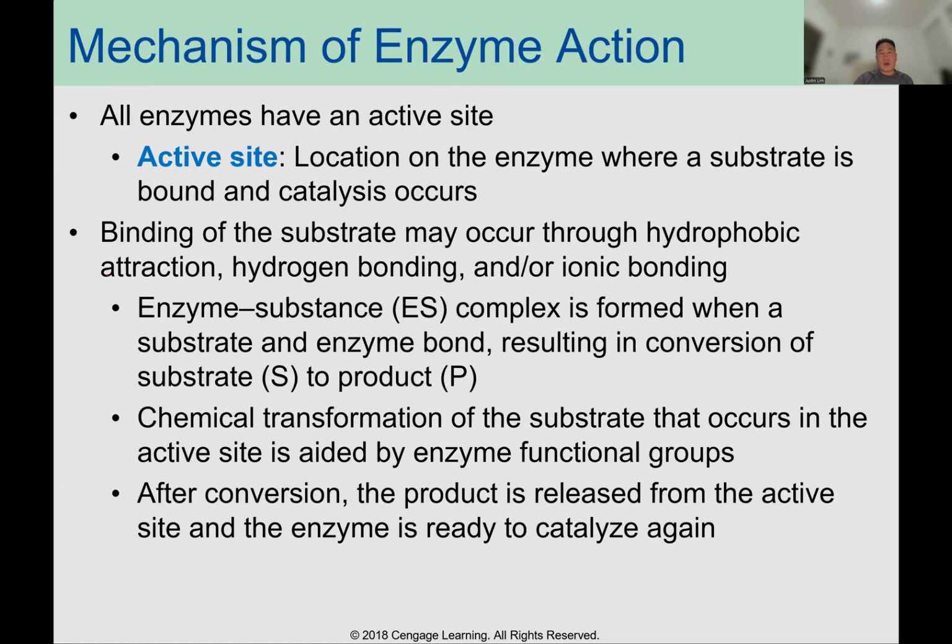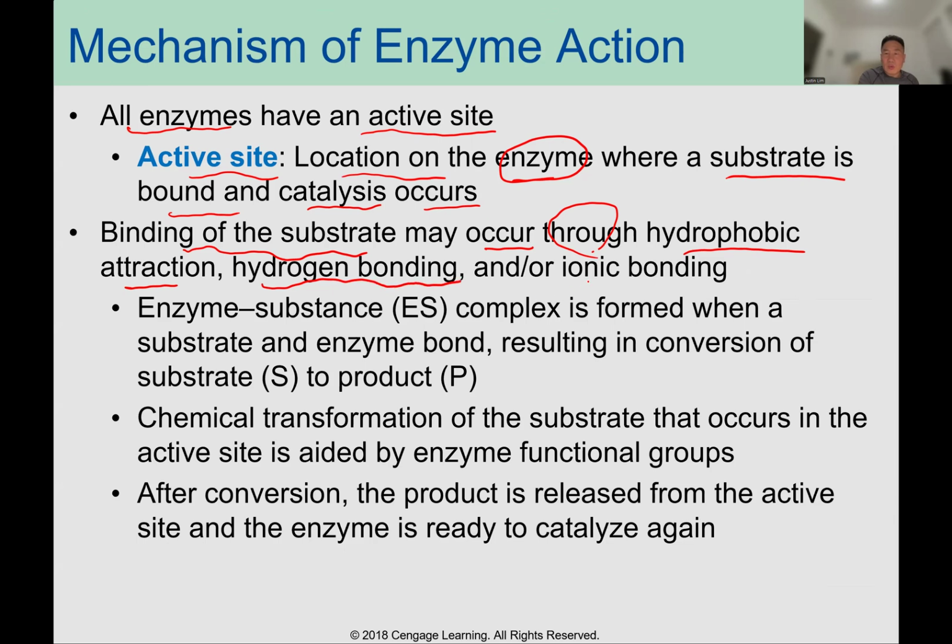Let's look over the mechanism of enzyme actions. All enzymes have an active site. The active site is the location on the enzyme where the substrate is bound and catalysis occurs. Binding of the substrate may occur through hydrophobic attraction, hydrogen bonding, and/or ionic bonding. An enzyme-substrate (ES) complex is formed when a substrate and enzyme bind, resulting in conversion of substrate to product. Chemical transformation of the substrate in the active site is aided by enzyme functional groups. After conversion, the product is released from the active site and the enzyme is ready to catalyze again.